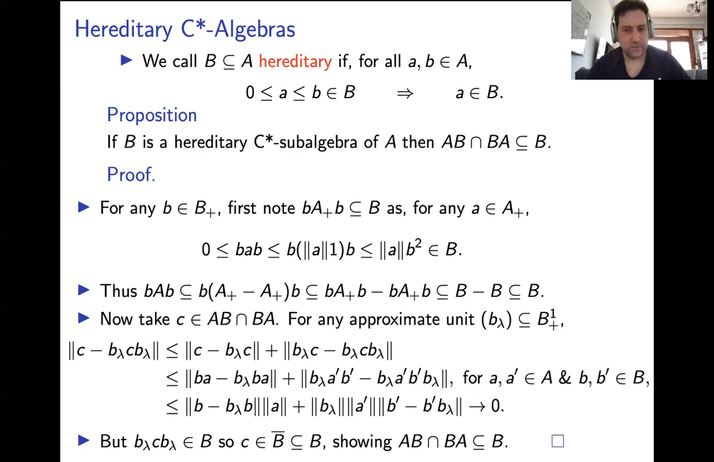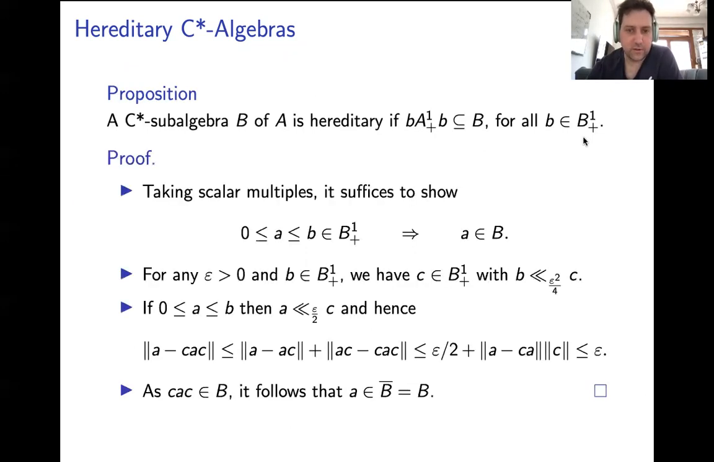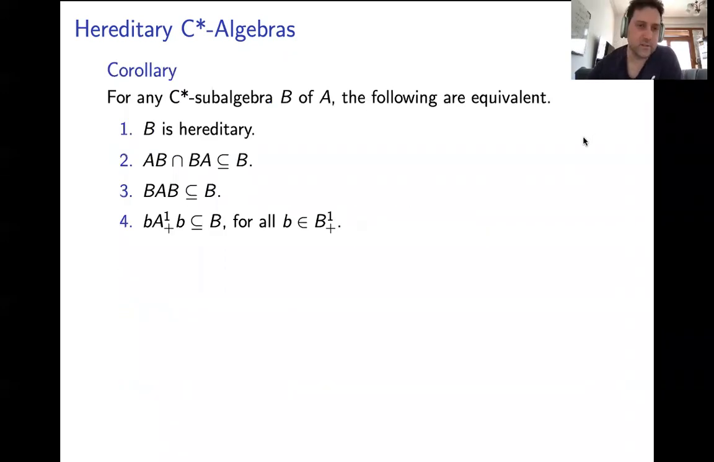And I guess I really should be finishing up. This is kind of a converse saying that if you have a C-star subalgebra B and you know this holds, then in fact it has to be hereditary. I won't go through the proofs there. I just wanted to show you this last result.